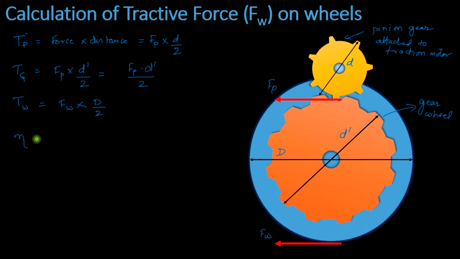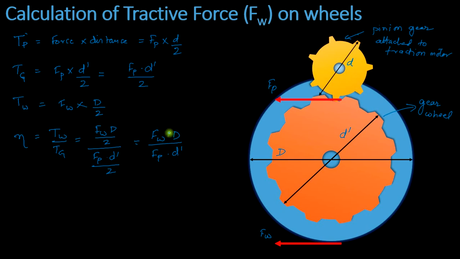Let us say eta is the efficiency with which the torque on the gear wheel is transferred to the wheel. So eta will be defined as Tw divided by Tg, where Tw is Fw times D by 2, so it will be Fw D divided by 2. This whole will be divided by Fp times d dash by 2. After solving, I can write it as Fw times D divided by Fp times d dash.